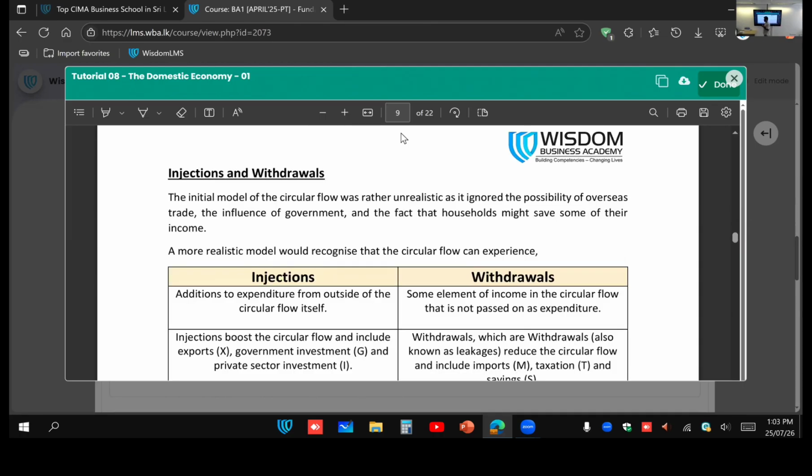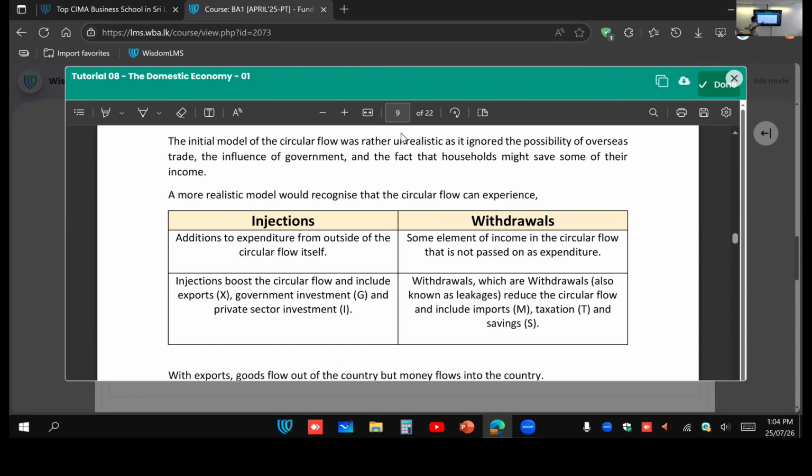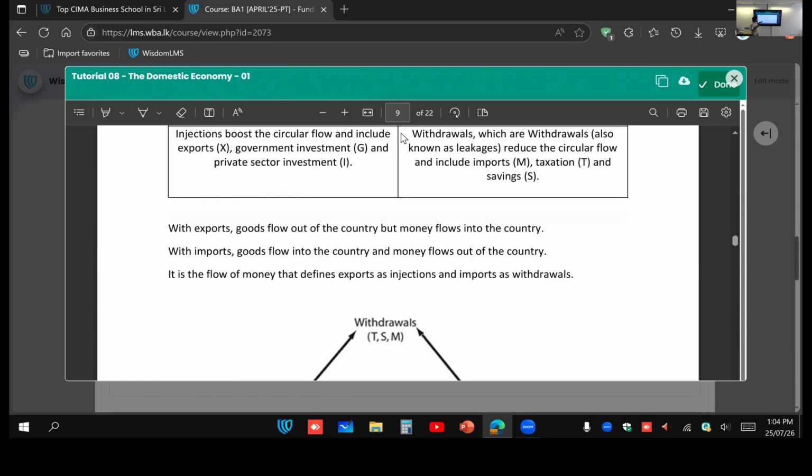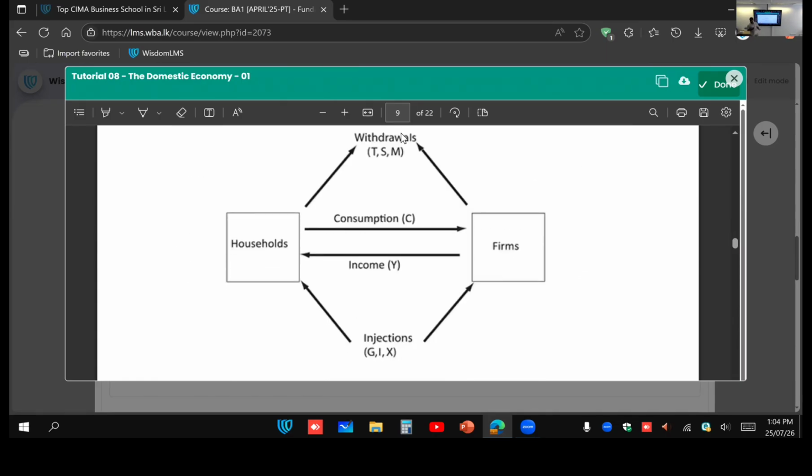Then we studied injections and withdrawals, right? Injections included GIX, which is exports, government investments and private sector investments, which is funds or money flowing inwards to an economy. Withdrawals was money or funds moving out of the economy, which included TSM, which is taxation, savings and imports. This was the diagram we discussed, funds coming in and funds moving out of the economy.